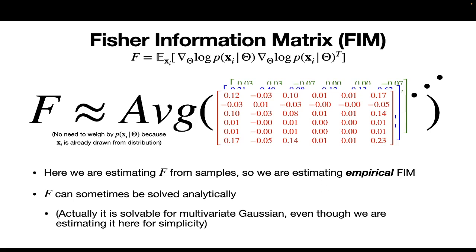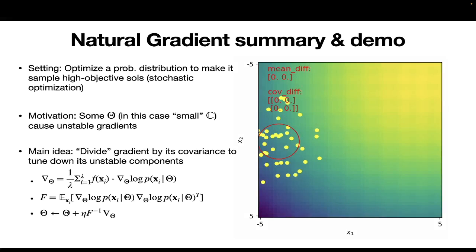And alternatively, you can also derive the Fisher information matrix analytically to have an expression that's just going to give you the Fisher information matrix. I think this is doable for multivariate Gaussian distribution, even though we are not showing that in this tutorial. And with that, we conclude our very much surface level tutorial on natural gradient.